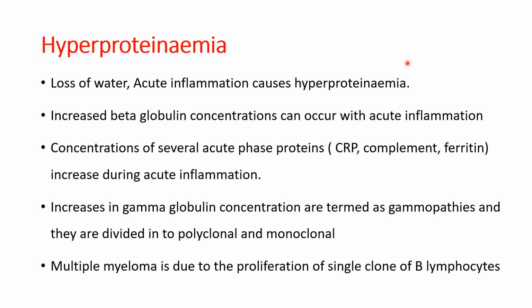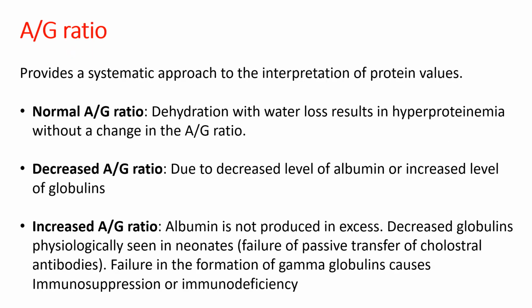Next, hyperproteinemia. Loss of water and acute inflammations are the causes of hyperproteinemia. Increased beta globulin concentration can occur with acute inflammation. Concentrations of acute phase proteins like C-reactive protein, complements, and ferritin increase during acute inflammation. Increases in gamma globulin concentration are termed gammopathies, which may be monoclonal or polyclonal. Multiple myeloma is an example of monoclonal gammopathy, which is due to proliferation of a single clone of B lymphocytes.